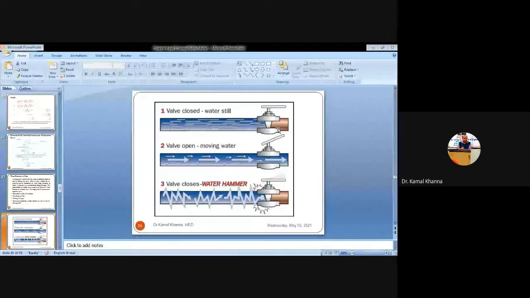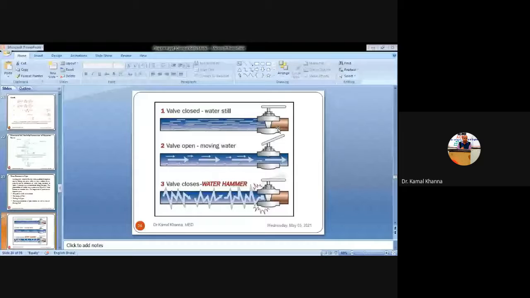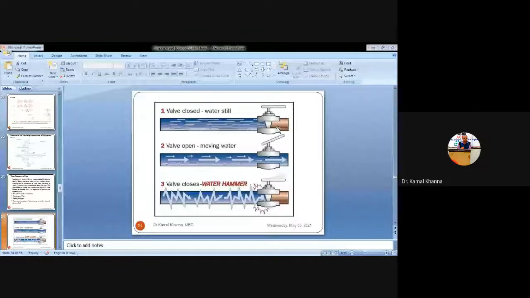The second image is showing when the valve is open, that is a gate valve. As you have gate valves in your homes also, whenever you want to switch on the supply, you can turn on the gate valve, and if you turn the gate valve in the opposite direction, then the supply will be off and there will be no water flow from one end to the other end. So in the second case, you can see the valve is open and the water is moving continuously from one end of the pipe to the other end of the pipe.